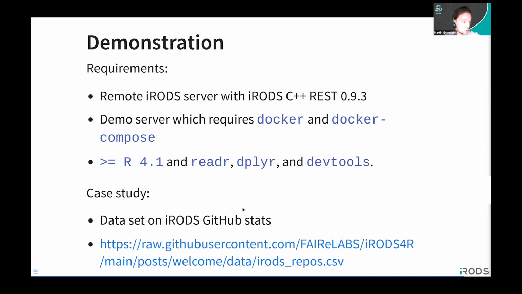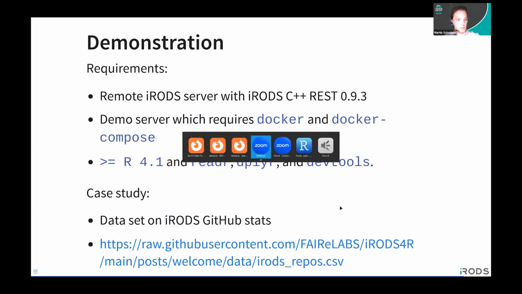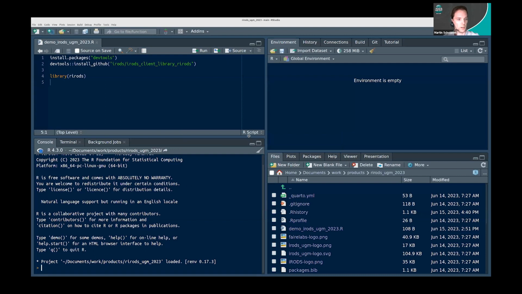I have a short demonstration planned. What I want to point out there is that we use, again, the demo server and R 4.1, and I also use a couple of packages to exemplify a workflow in R. I also use a sort of case study there, a data set, which is actually the iRODS commit history, and it's under this link. So if you want to follow it, you can find it on the slides and try to reproduce it for yourself. I will switch now to an RStudio environment.